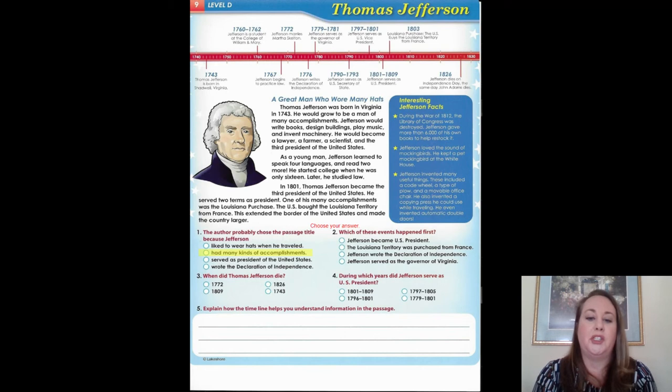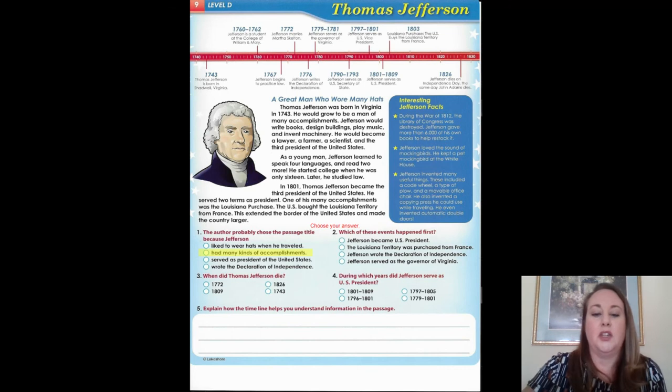All right, look at question number 2. Which of these events happened first? Now, one thing that I like to do is look through my different options. And I like to take that information and try to put the date out to the side so I can then go back and put them in order. So let's look and see. We have Jefferson becomes U.S. President. The Louisiana Territory was purchased from France. Jefferson wrote the Declaration of Independence. Jefferson served as the governor of Virginia.